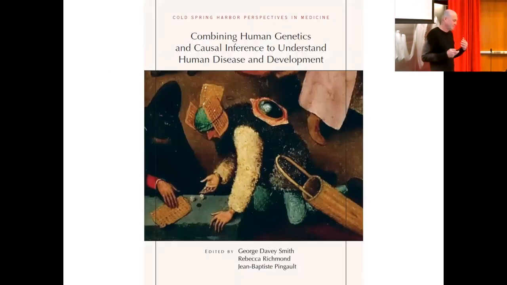Just in time for New Year presents, sadly not in time for Christmas, this will be out from Cold Spring Harbor. This is a book on triangulation, essentially for designs which use genetics and other designs in causal inference. So the different genetic approaches, and how you can combine those with other approaches, are covered in this book, and it has this rather beautiful prologue on the cover.